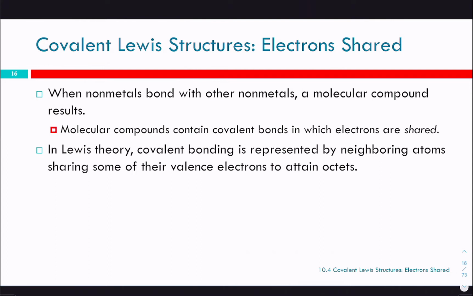Because in molecular compounds, we have covalent bonds where the electrons are shared. So in the ionic compounds, it was magnesium giving up all those valence electrons to nitrogen, or sodium giving them up to chlorine. But in molecular compounds, they're sharing those electrons instead. So they share those to attain octets.